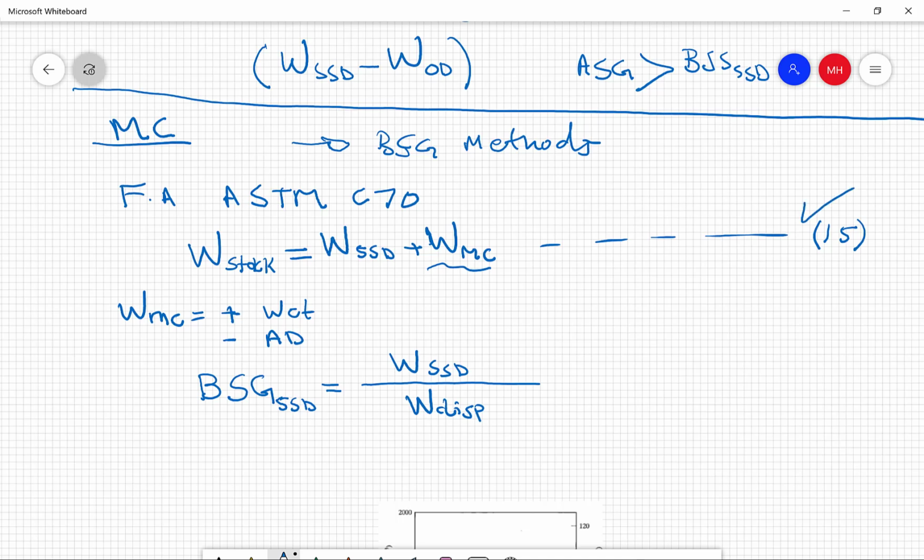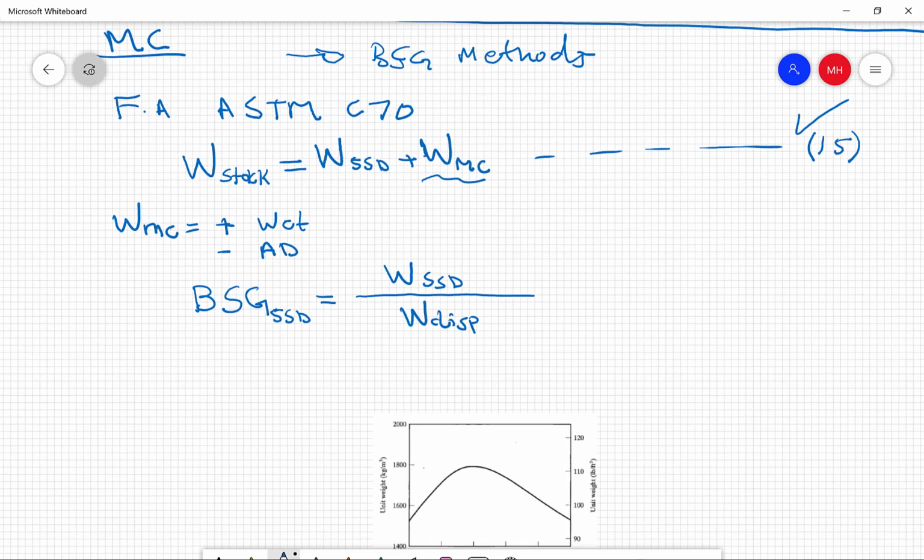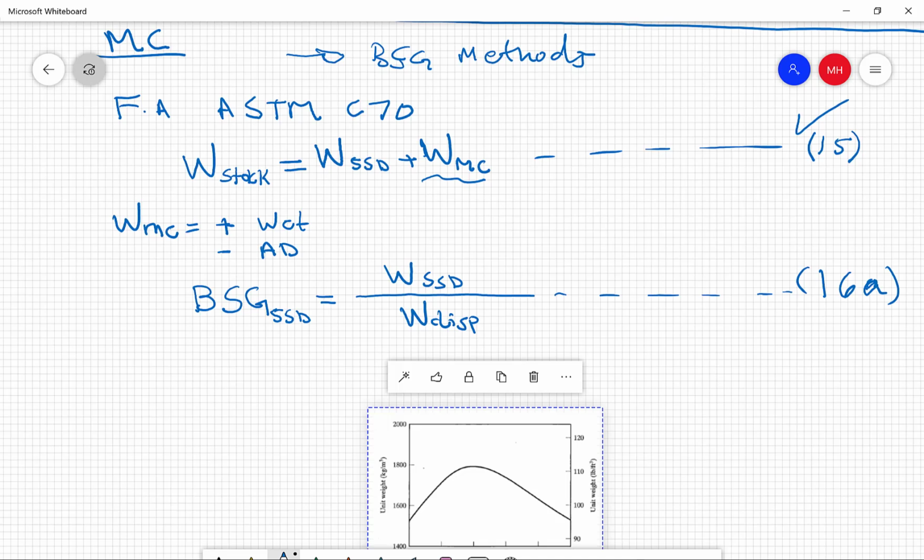But the water displaced can be expressed in terms of the weight based on the SSD condition, as shown above. So let's rewrite this equation. Let's call it number 16. I'm going to have a variant of this equation, so let's give it designation A. And let me slide this down until I need it.